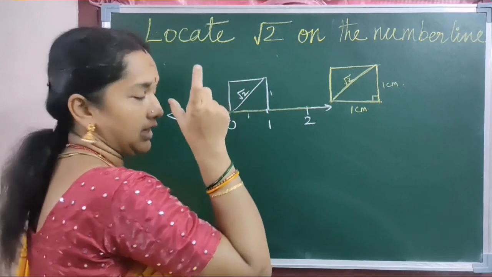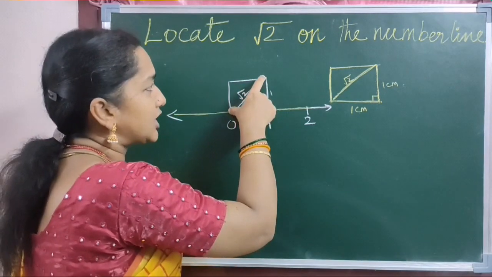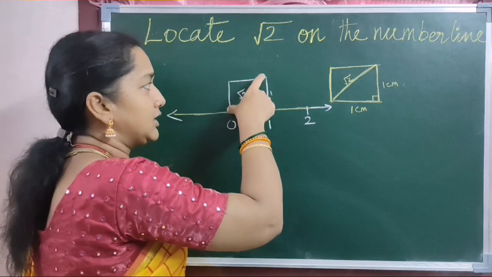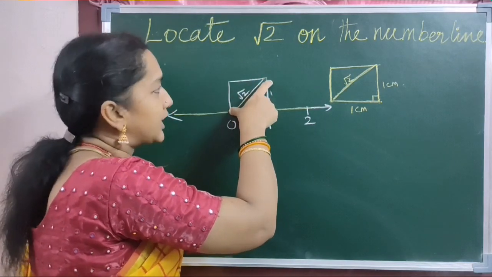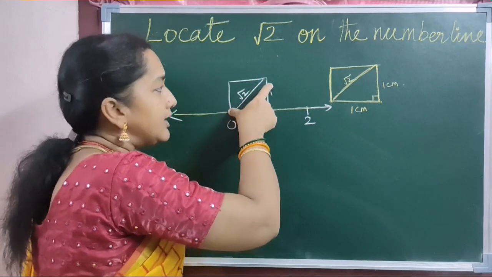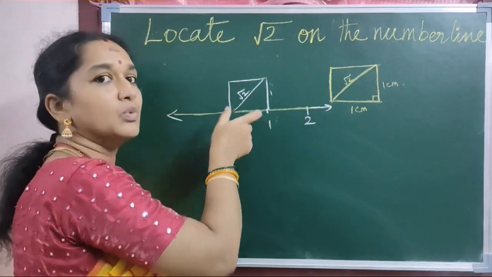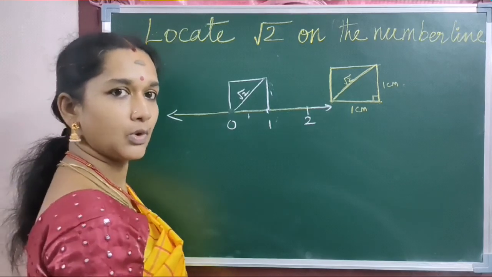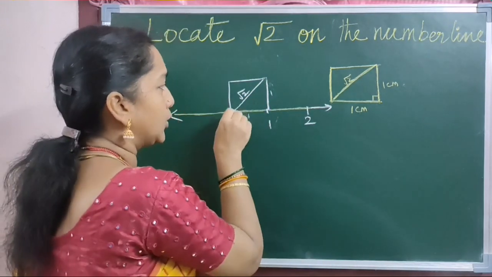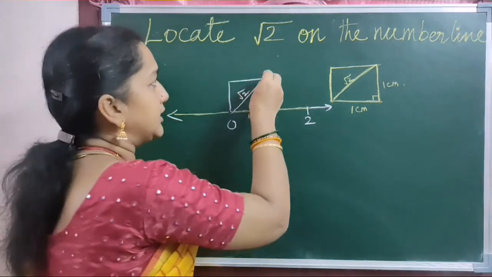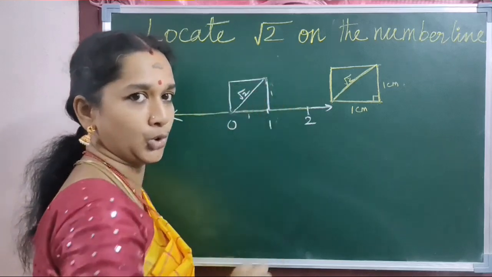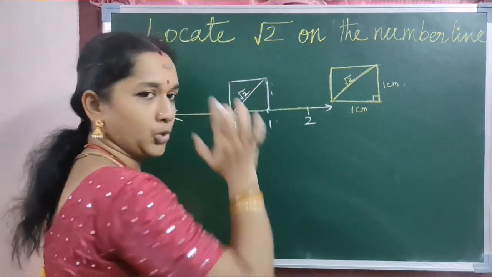So I'll take a compass, measure this length, and if I cut it on the number line, the length of root 2 and the length on the number line will be equal. Okay, this is how. I don't know the length of root 2, so after drawing this, I can find this measurement as root 2. So the length of this one is root 2.